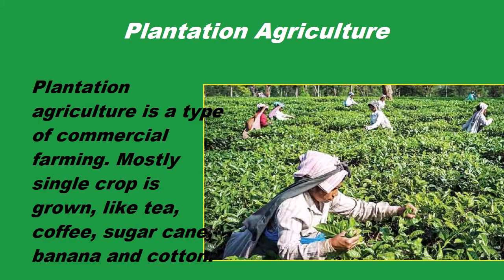Plantation agriculture was introduced by the Europeans in their colonies situated in the tropical regions. Plantation agriculture is a type of commercial farming. The farms, called estates, are very large. A large amount of capital, cheap and skilled labor, scientific techniques, transport network, and marketing skills are employed.